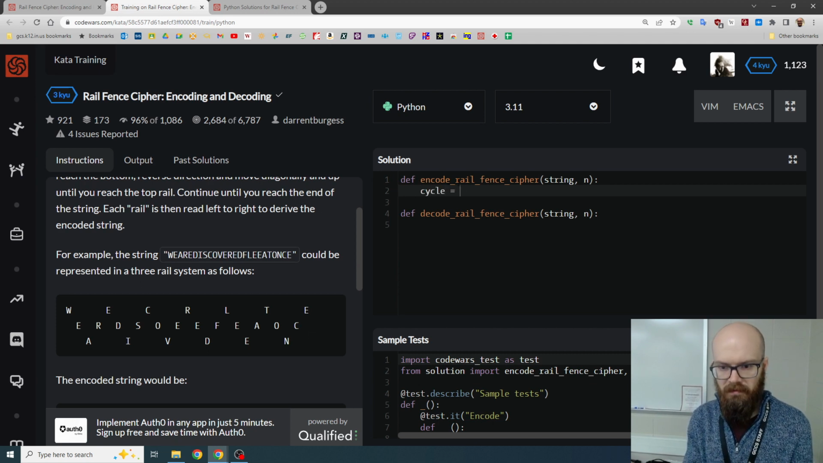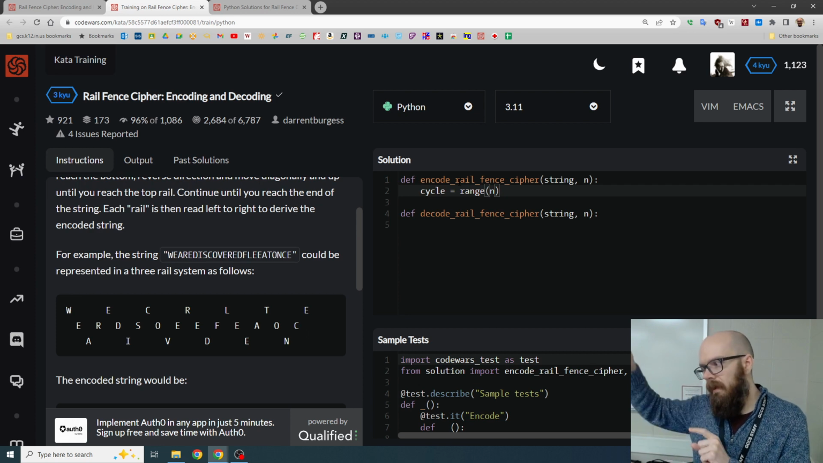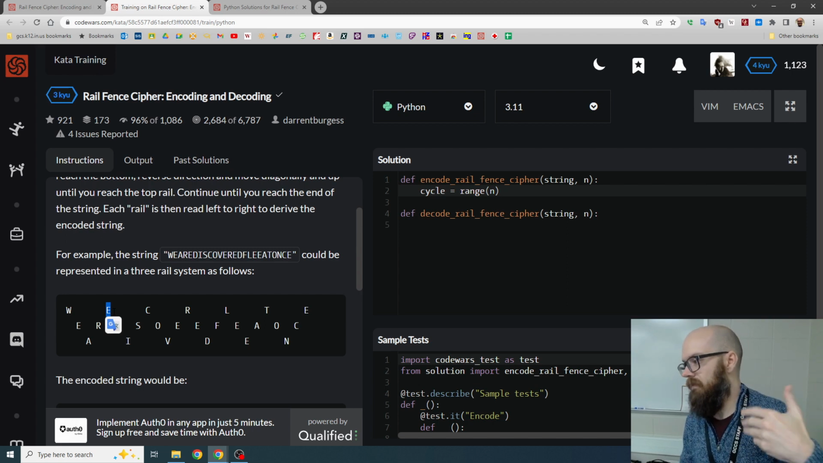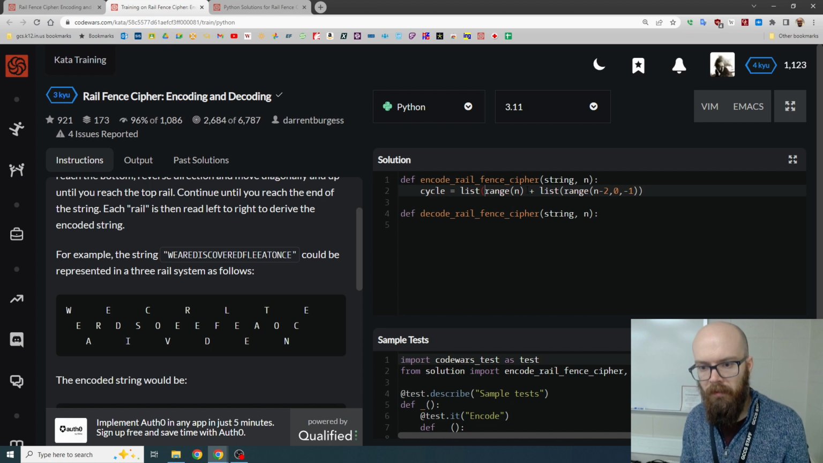So a single cycle is range n, that's just going through them all once. And then on the way up, you don't need to do as many, because we don't need to cover the bottom again, we just did it, and we don't need to cover the top because we're going to be at the beginning of the next cycle covering the top. So it's going to go from n minus 2 to 0, not including, and moving backwards.